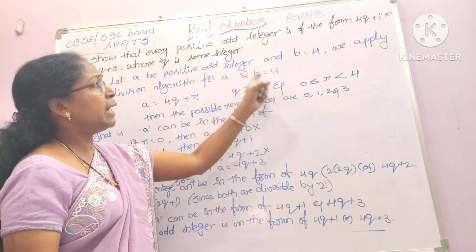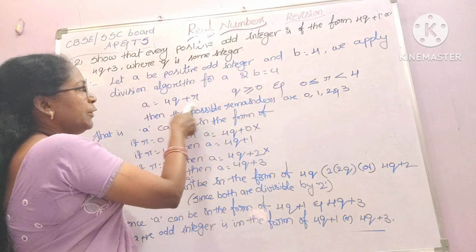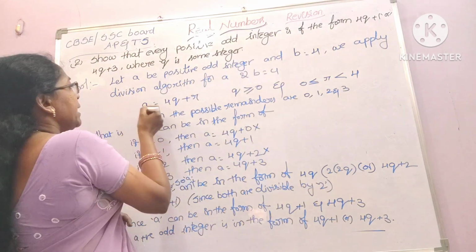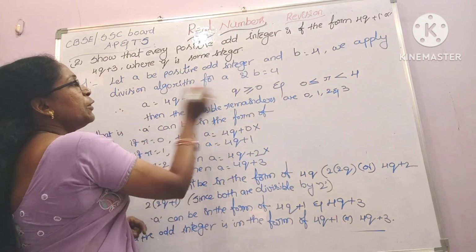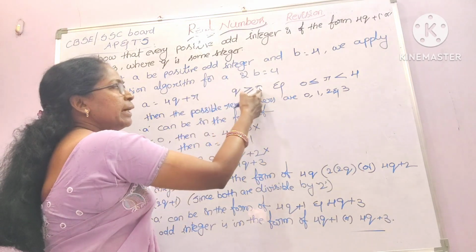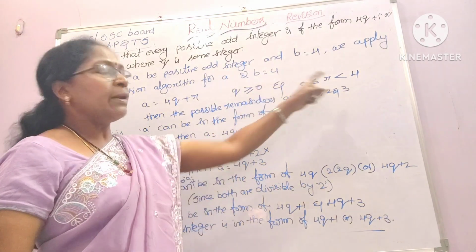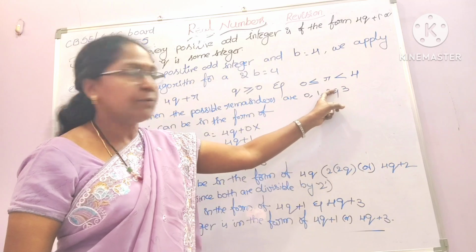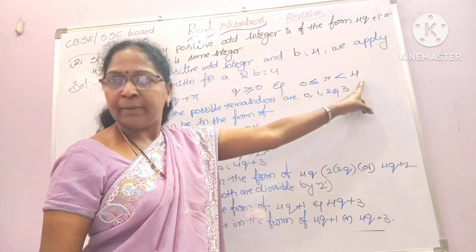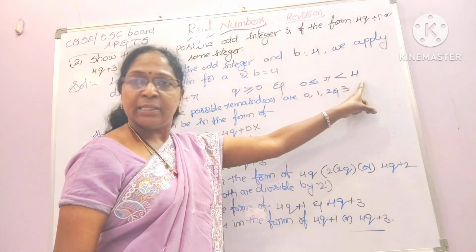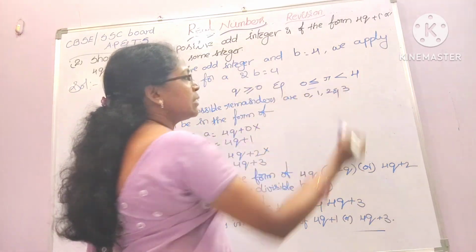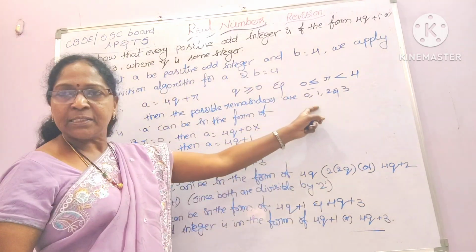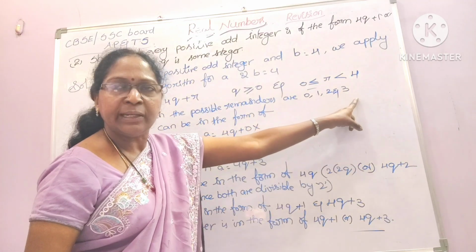Whenever you are applying a and b values, then you write, hence a equal to 4q plus r. So here the quotient q is always greater than or equal to 0 and the remainder value is always greater than or equal to 0 and less than 4. First you write this equation. After that, what are the possible remainders? Whenever this condition occurs, the possible remainders are 0, 1, 2 and 3.